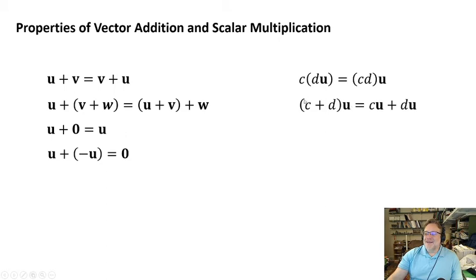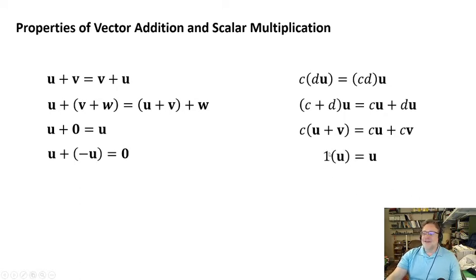We also have a kind of distributive property when it comes to scalar multiplication. We can distribute this u to both of these scalars inside of a binomial. So c plus d times u, if we distribute that, we get cu plus du. We also have the distributive property when it comes to vectors on the inside and the scalar on the outside. So c times u plus v is equal to cu plus cv. So we can distribute it that way.